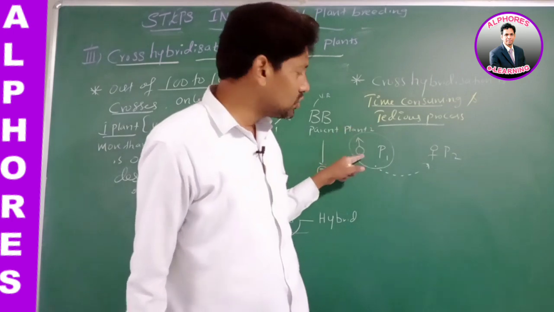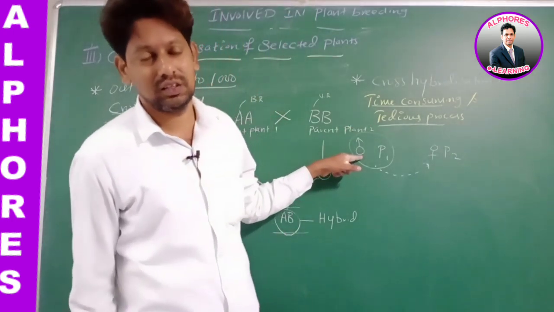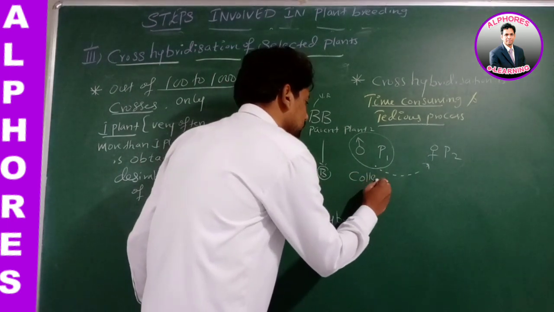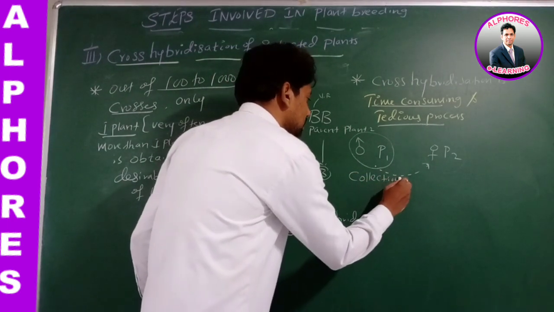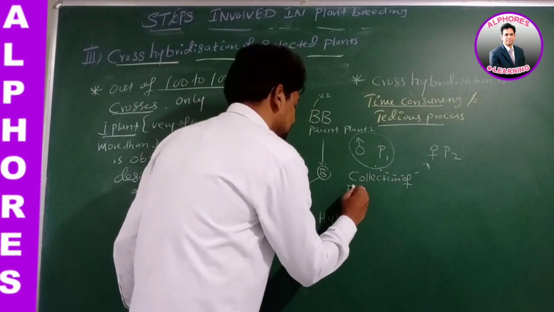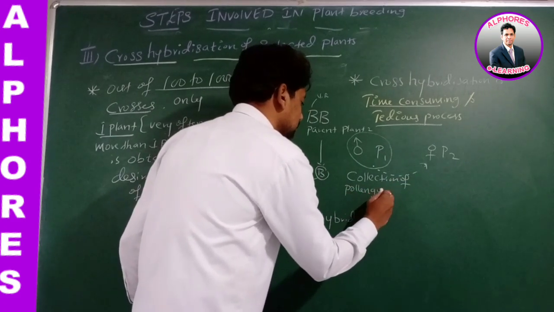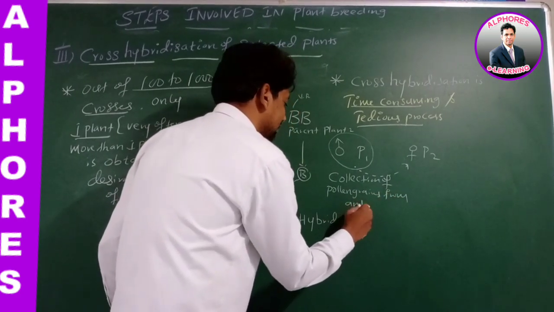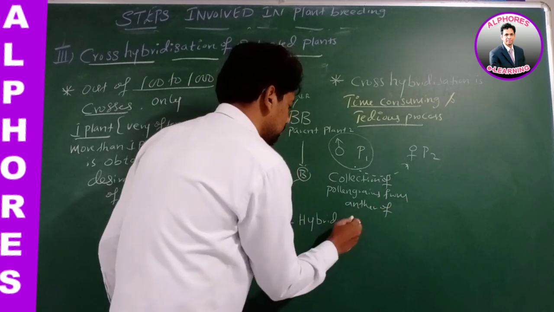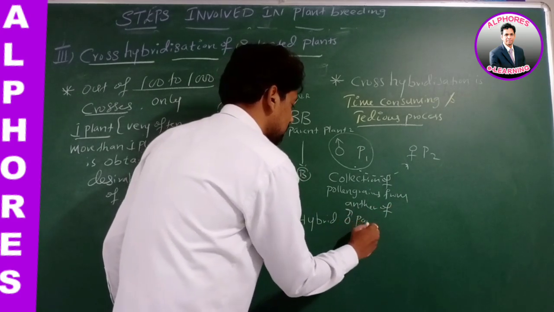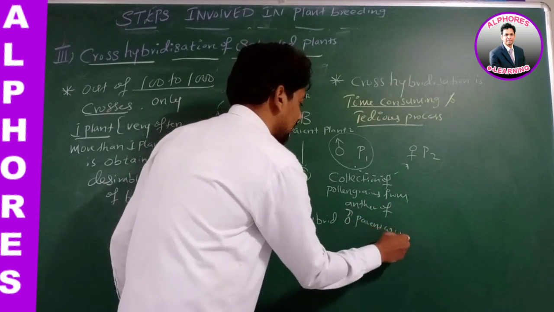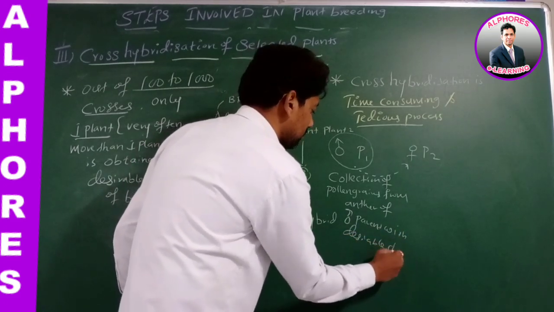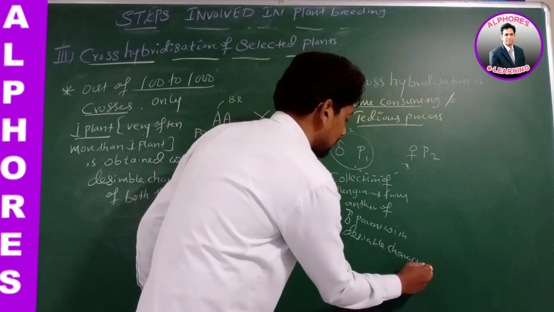Because we have to collect the pollen grains. What? Collection of pollen grains. From where? Collection of pollen grains from anther of which parent? Male parent. With what? Desirable characters. With which characters, sir? Desirable characters.